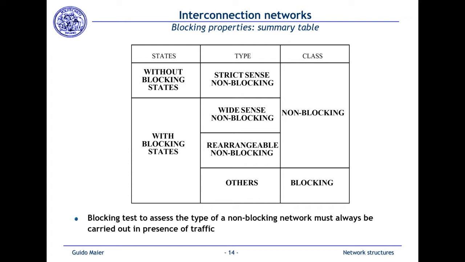How to understand if a network is blocking or non-blocking, and in which category? The blocking test, as the opposite of the accessibility test, has to take into account that you have traffic flowing. So you cannot assess blocking with just one connection. Okay, you have to consider the setup of all the possible connections. In case of a square network, you will always try to set up a new connection when n minus 1 are already active. Okay, that's the worst case.